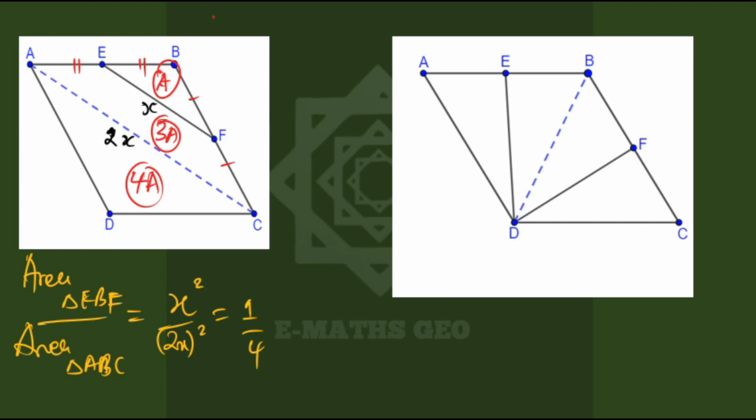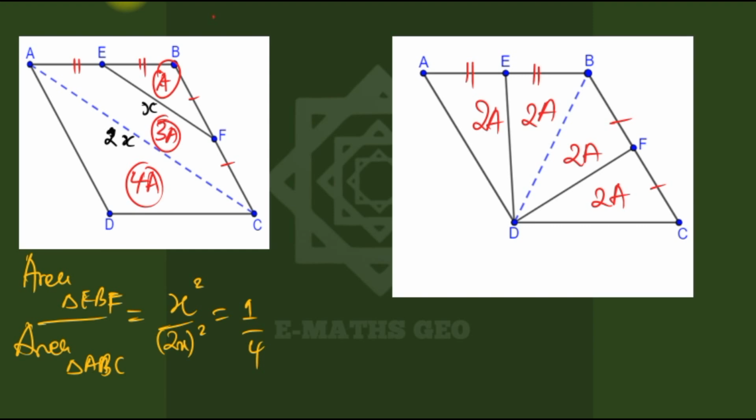Since we have the midpoint, we know that the median, which is DE and DF of any triangle, the median divides the triangle into 2 equal areas. Since the total area here is 8A, each of them will be 4A. So if here is 2A, here is 2A, here is 2A, here is 2A. Since here is 4A now, the total is 8A.